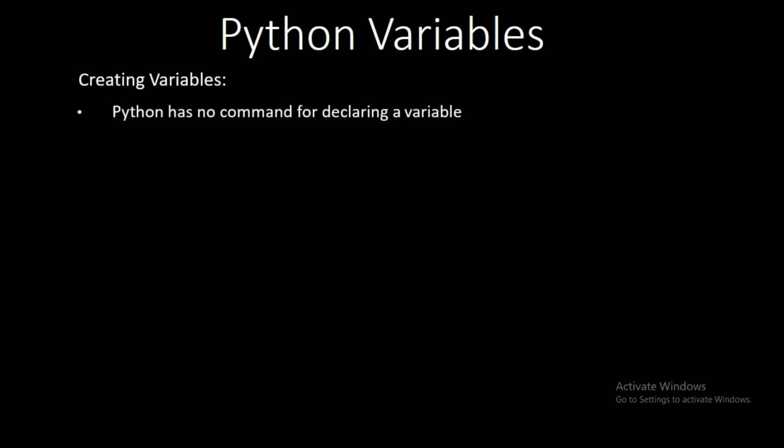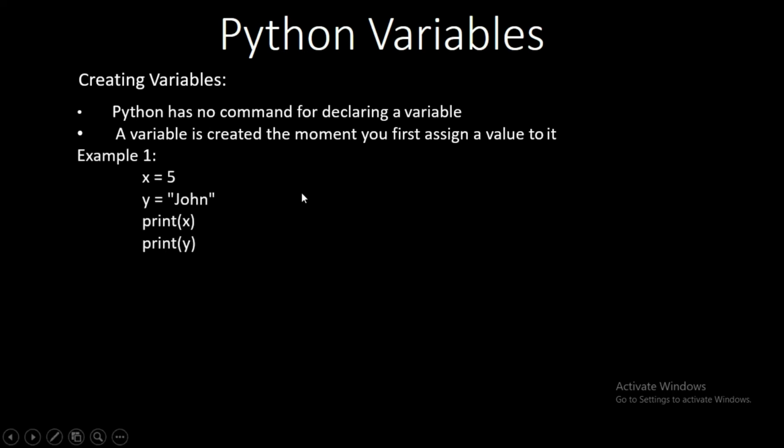Creating variables. Python has no command for declaring variables like in C language or C++ and VB. We have to first define the data type of the variables. At the moment you assign the value, it is declared as a variable, right? In this example I can show here x equals 5 and y equals John. So this is the string variable, and x equals 5 is an integer variable.